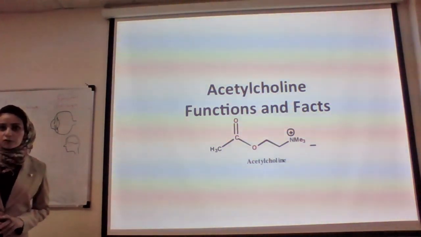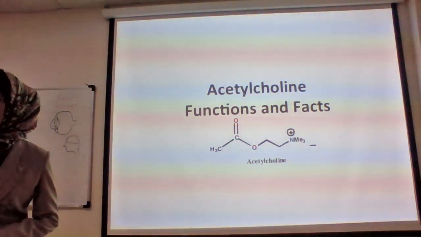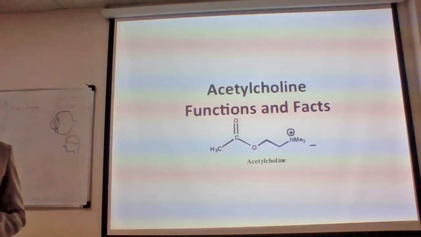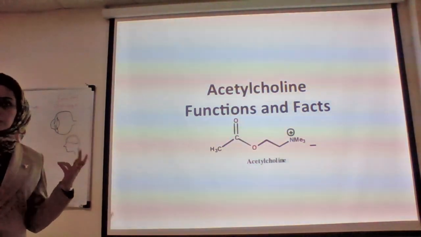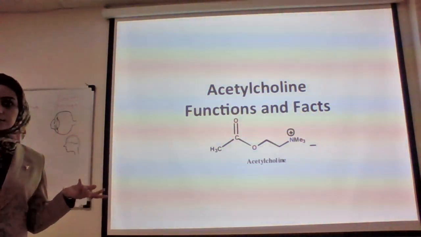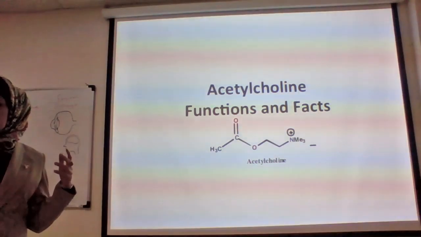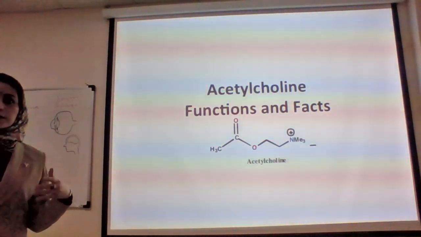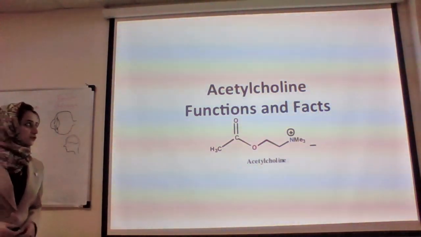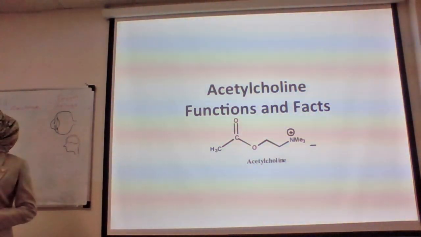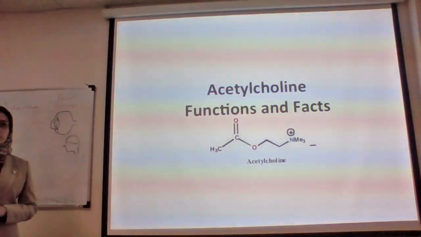What is acetylcholine and how is it produced, how is it synthesized? Of course, it's composed of two parts, acetyl-CoA and choline. So by this, acetylcholine will be produced. And what is this chemical compound? What's the importance of this?